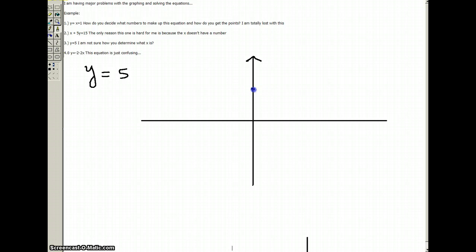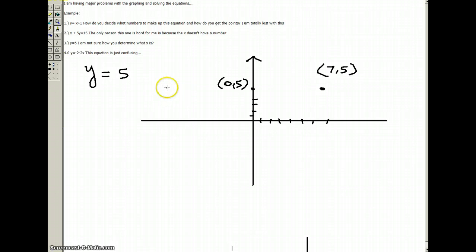What is the coordinate of this point? This point is 0, 5. Take a point here. What's the coordinate of this point? This is, let's say, 1, 2, 3, 4, 5. This is 1, 2, 3, 4, 5, 6, 7. This point is 7, 5.